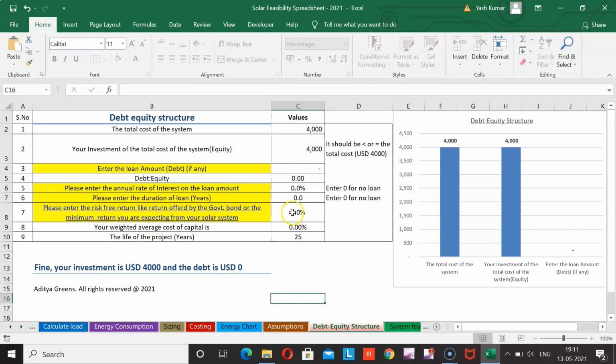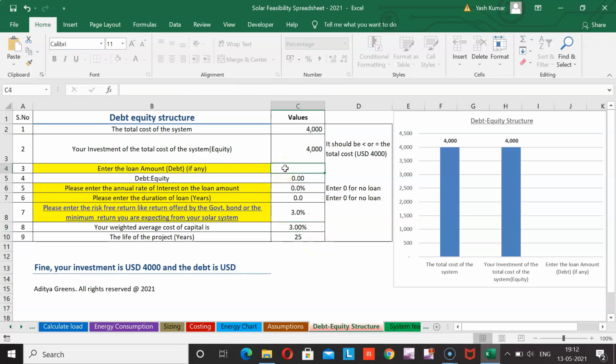For example, I'm writing my risk-free return as 3%. That is the 10-year or 20-year government bond yield in my country, 3%. Now my weighted average cost of capital comes out to be 3%. It means that my solar power system should produce at least 3% so that it becomes profitable.